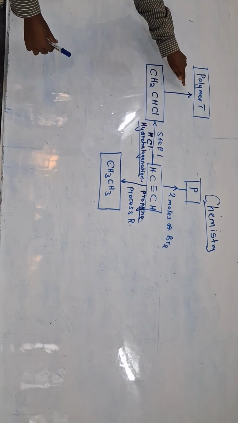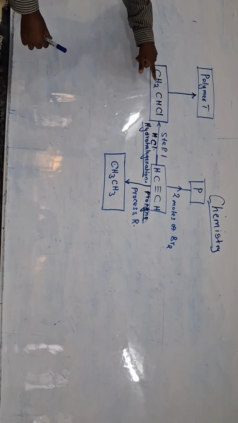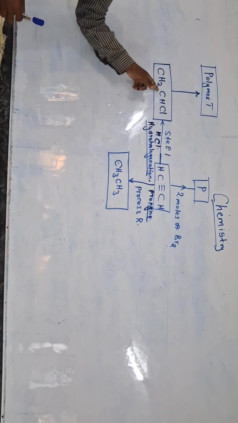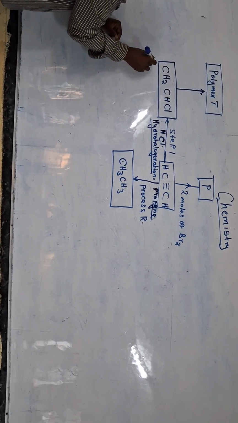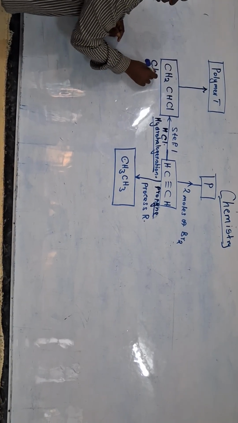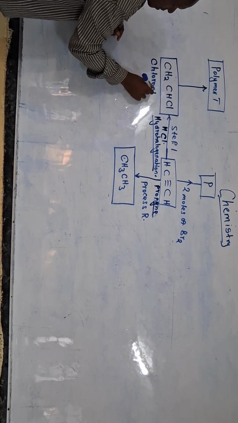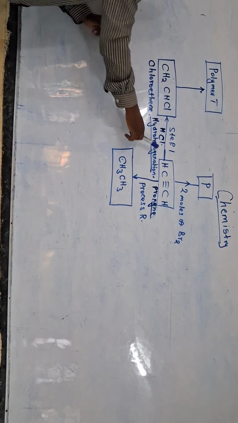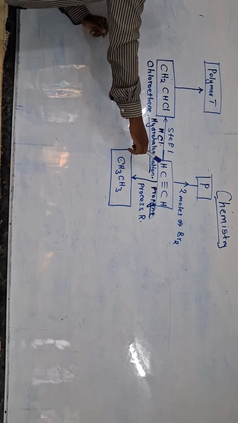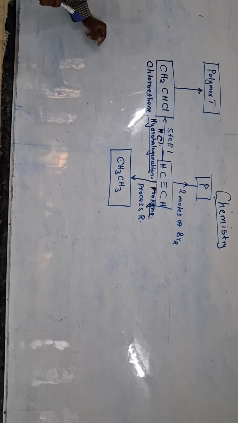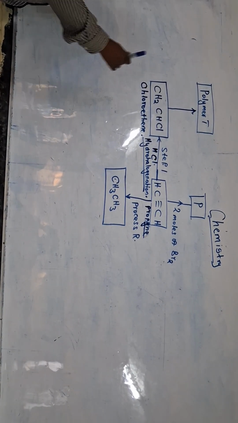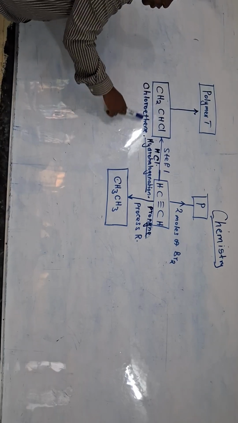Then you have polymer T. So this one is ethyne. The product here is chloroethene, because it has 1 chlorine, and because we added hydrogen halide. This is chloroethene. The polymer T will be a compound of chloroethene.